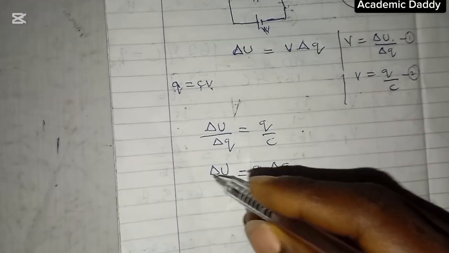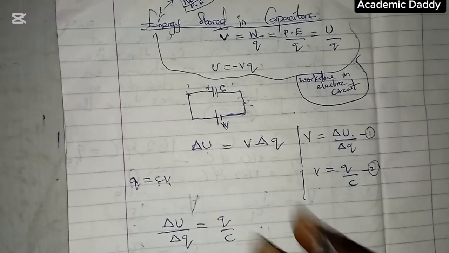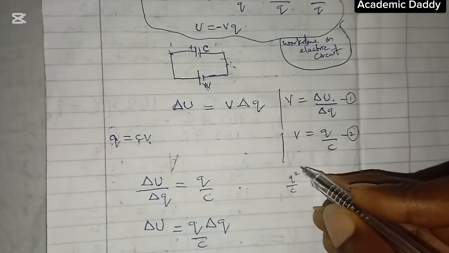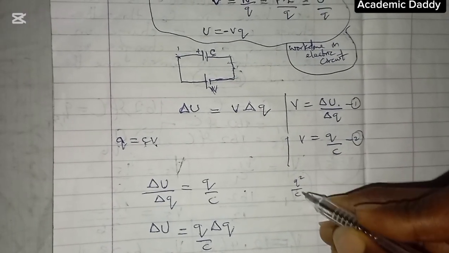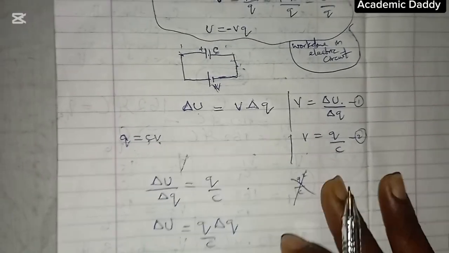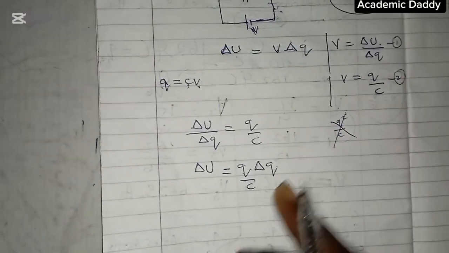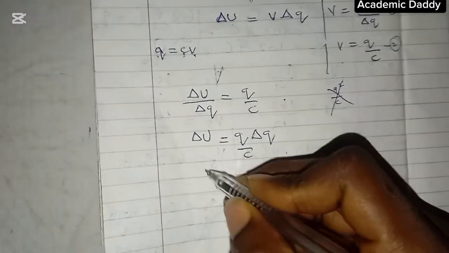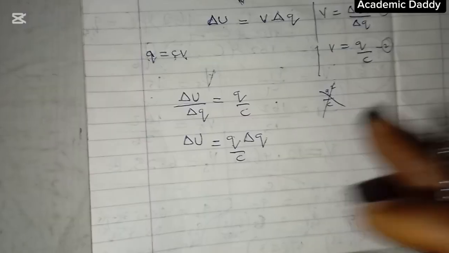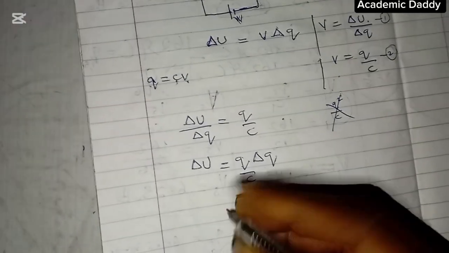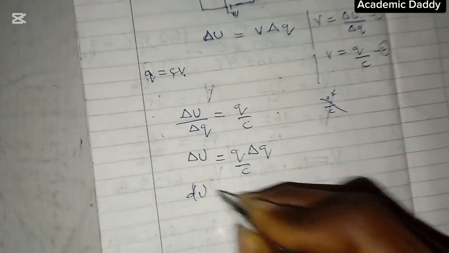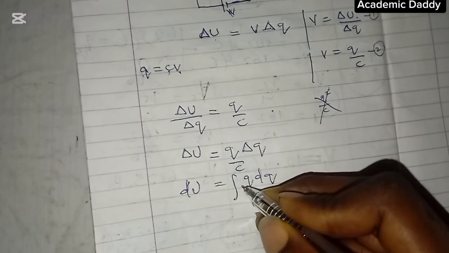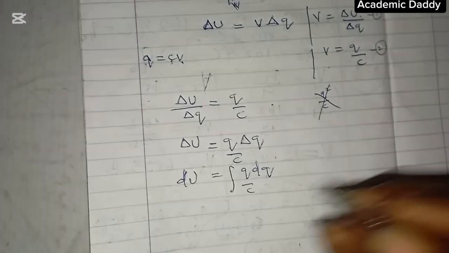You will see some textbooks where you have this to be Q squared all over C. This is not wrong, but when it has to do with capacitance, it is wrong, because in capacitance, you have to take it that it means change in Q here. And anytime you have something that is moving from one position to another position, you introduce the integral sign so that you have delta U is equal to the integral of Q delta Q all over C.